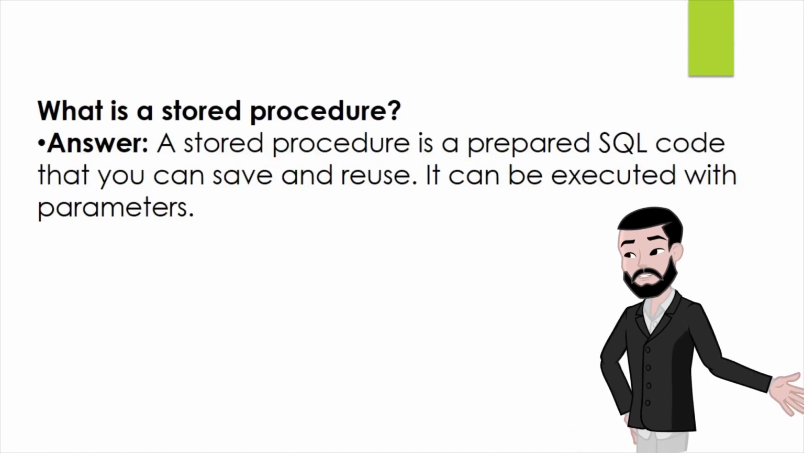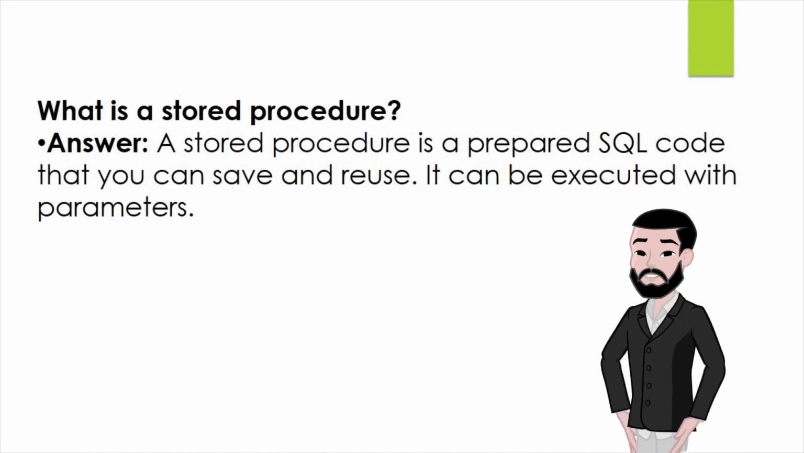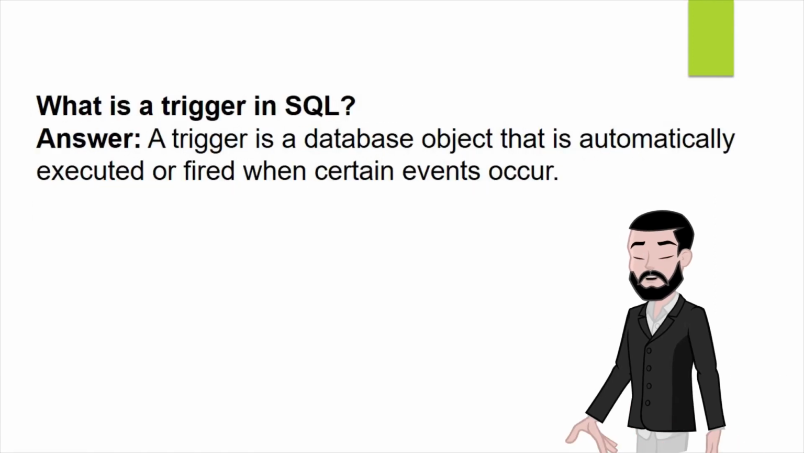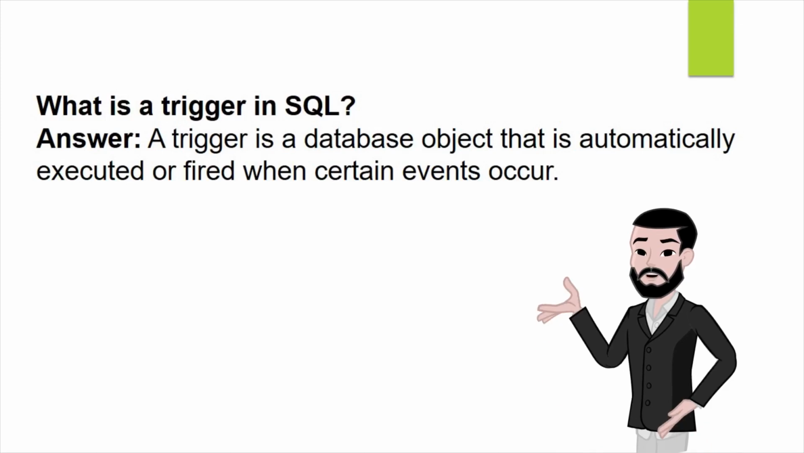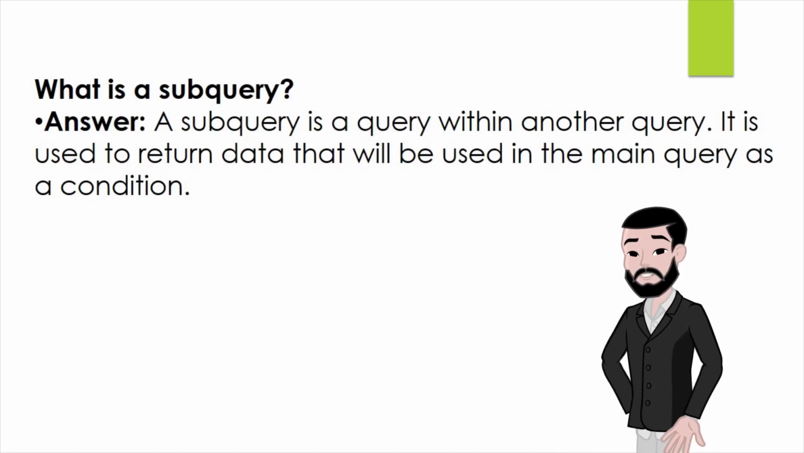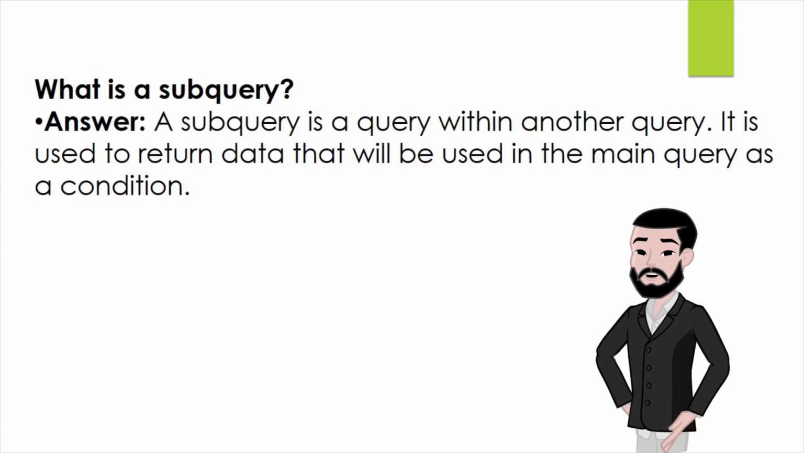What is a stored procedure? Answer: a stored procedure is a prepared SQL code that you can save and reuse. It can be executed with parameters. What is a trigger in SQL? Answer: a trigger is a database object that is automatically executed or fired when certain events occur. What is a subquery? Answer: a subquery is a query within another query. It is used to return data that will be used in the main query as a condition.